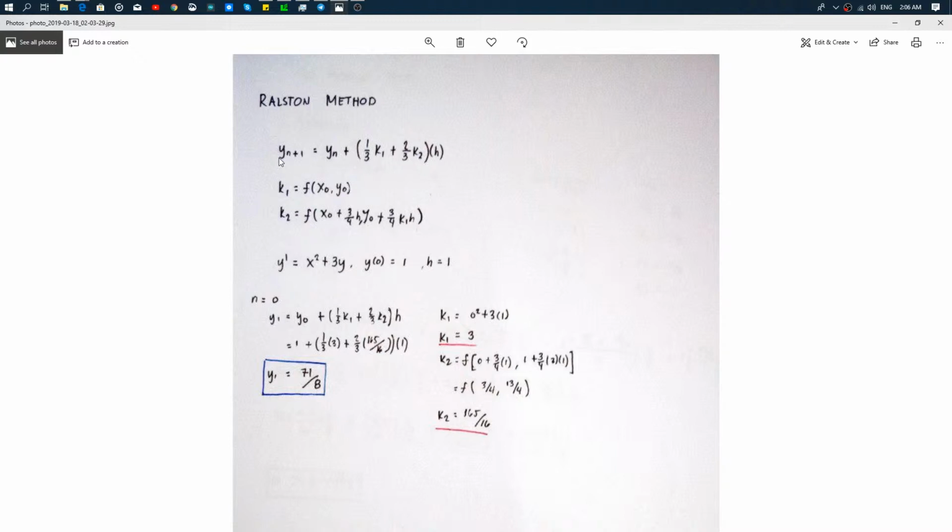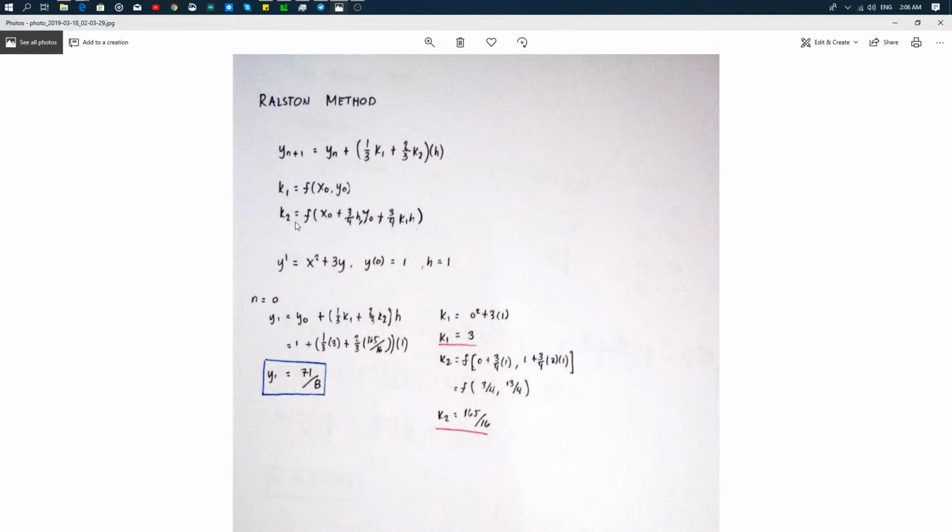So here we have y sub n plus 1 is equal to y sub n plus 1/3 of k1 plus 2/3 of k2 times h. So the formulas for k1 and k2 are f of x sub 0 and y sub 0. It's pretty familiar from the previous methods, but the k2 is different.